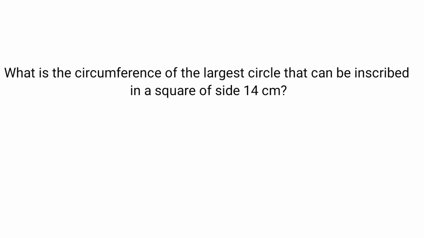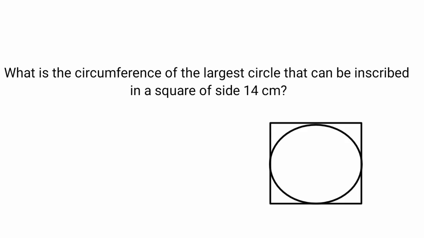What is the circumference of the largest circle that can be inscribed in a square of side 14 centimeter? Here we have a square and a circle is inscribed in it, and we are asked to find out the circumference of the largest circle that can be inscribed in it, right? So remember one thing, the largest circle that can be inscribed in a square will touch all the sides of the square. So its diameter will be equal to the side of the square.